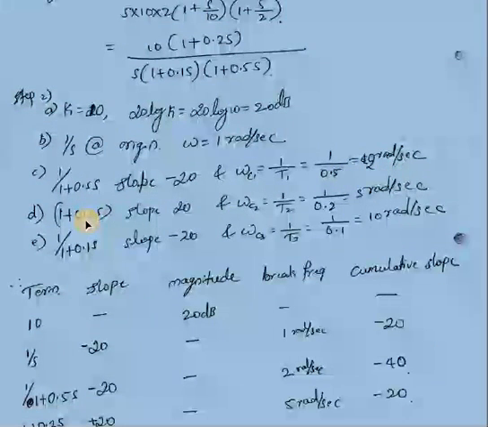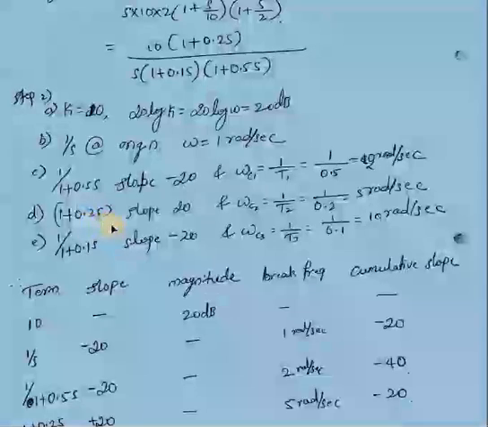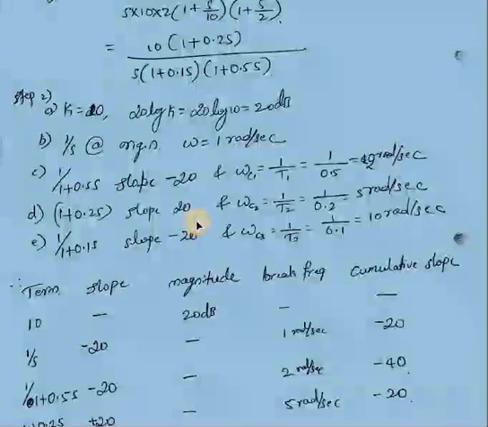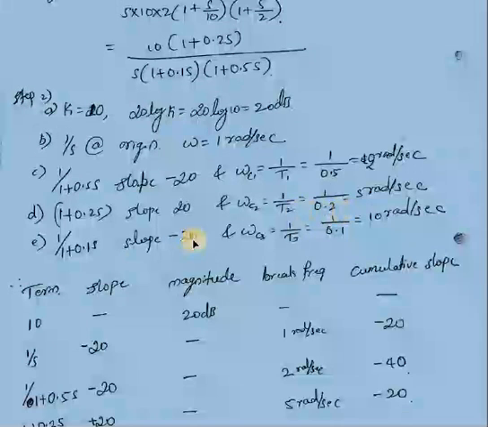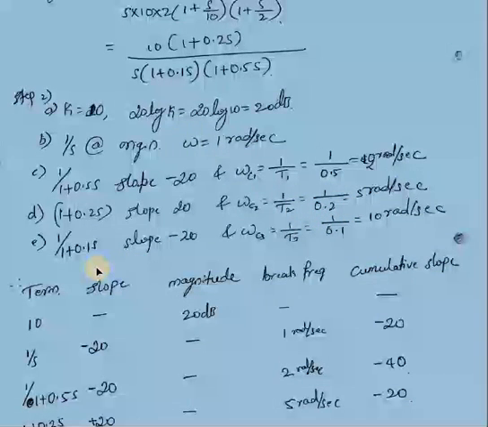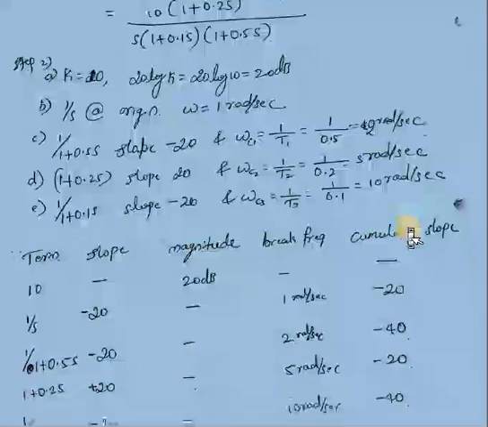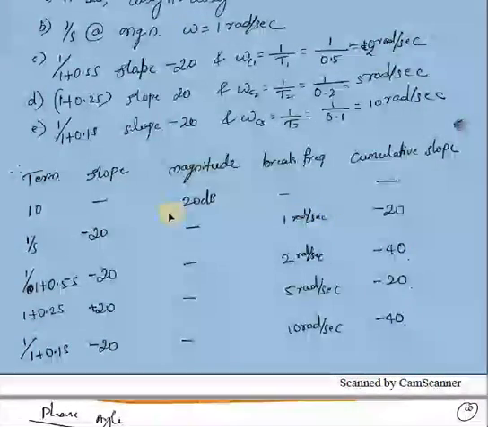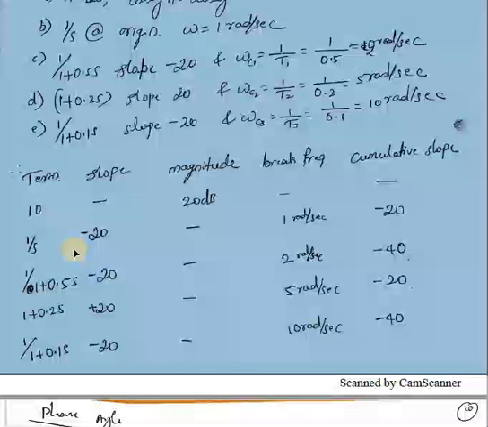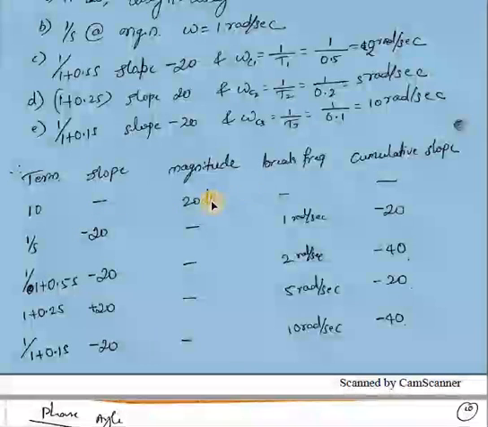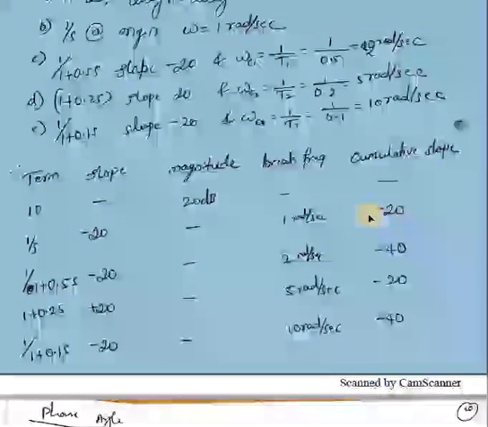Then I will consider the zero here. (1 + 0.2s), slope will be plus 20, and omega c2 will be 5 radian per second. Similarly, for the next pole, slope will be minus 20 and omega c3 will be 10 radian per second. So here we need to construct this table: terms, slope, magnitude, break frequency, and cumulative slope.